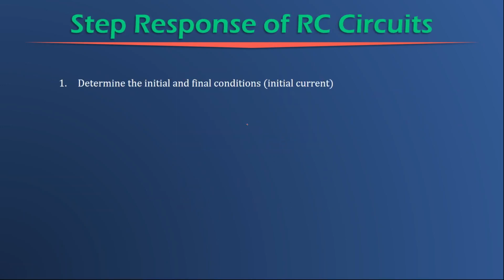Right, and the procedure. Step 1, determine the initial and final conditions. So the initial conditions: I at t equal to 0 negative is going to give you I at t equal to 0 positive, which gives you I0. And the final conditions will be I infinity. So we know that at time t equals infinity, the inductor must become a short circuit, and then we need to get the current I infinity flowing through the short circuit.